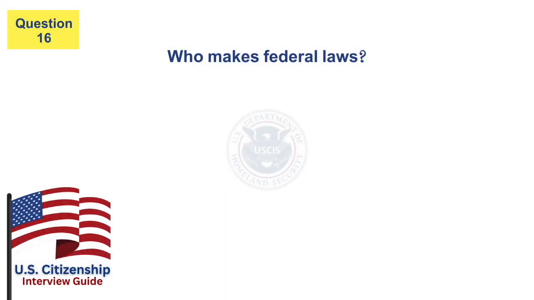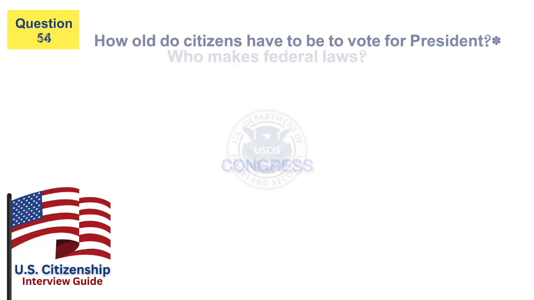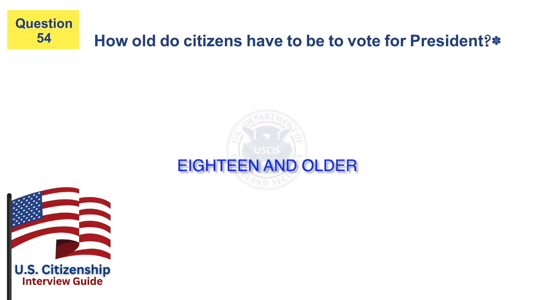Who makes federal laws? Congress. How old do citizens have to be to vote for president? 18 and older.